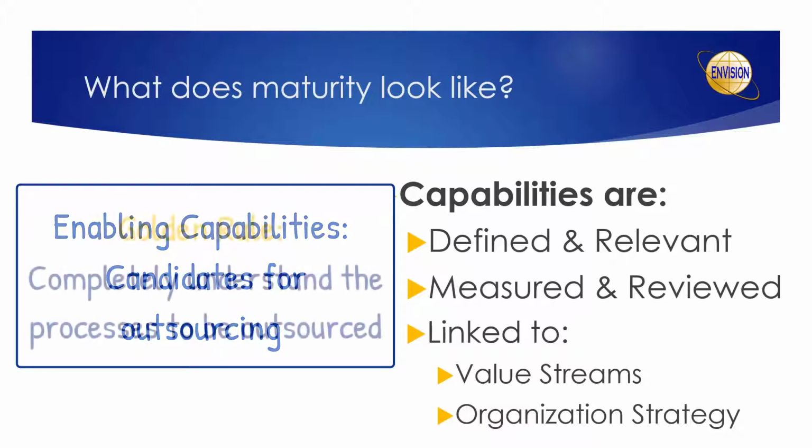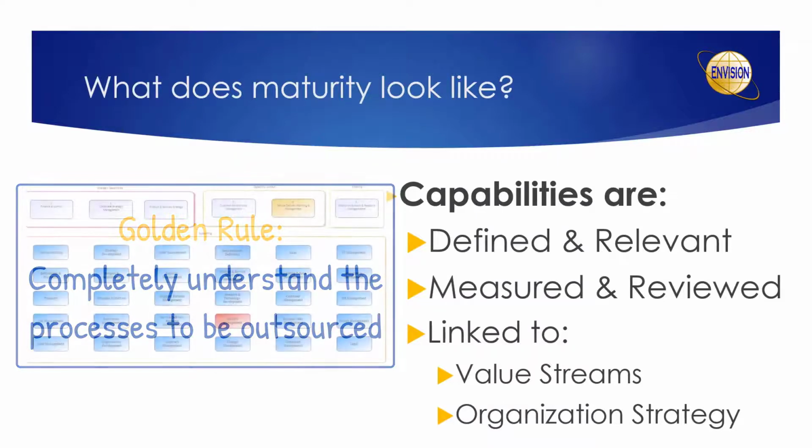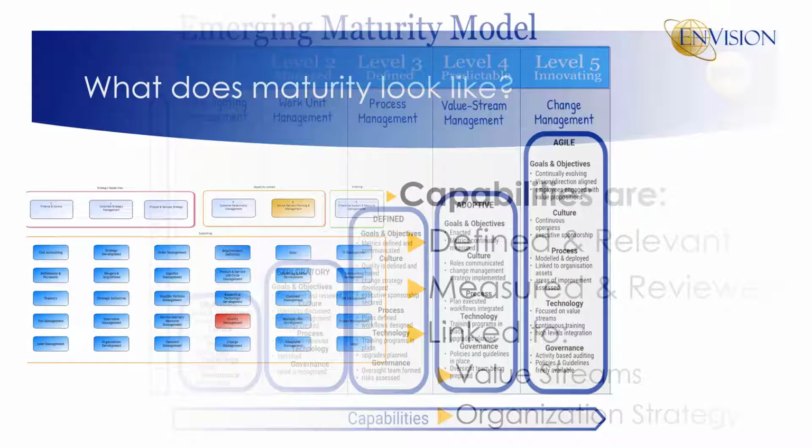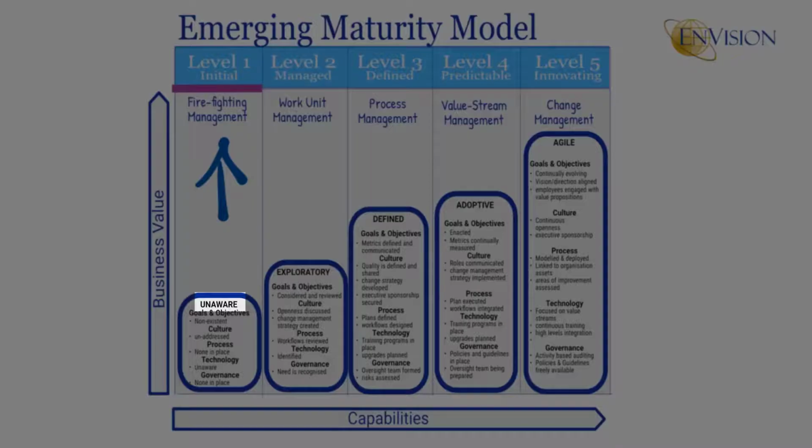It's a golden rule of outsourcing that you should completely understand what it is you outsource. You need a mature view of the processes, required capabilities, and touch points. Maturity models mostly consist of 5 levels with increasing capability and business value. Level 1, initial. Activities are inconsistent and results are difficult to predict.